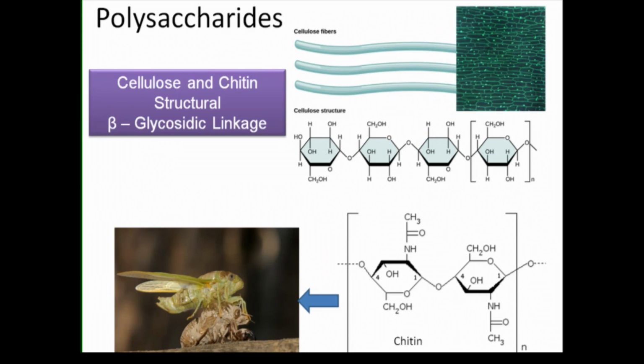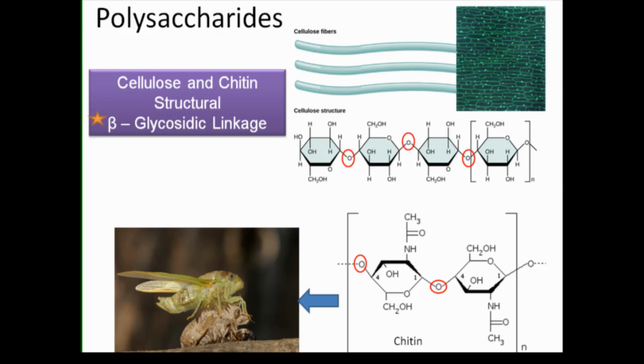Chitin is found in the exoskeleton of arthropods, insects, crustaceans, organisms that have that hard exoskeleton, and it's also found in cell walls of fungi. The key difference is that there's a nitrogen group coming off one of the side chains of the glucose rings. Cellulose, on the other hand, is just beta isomers of glucose.